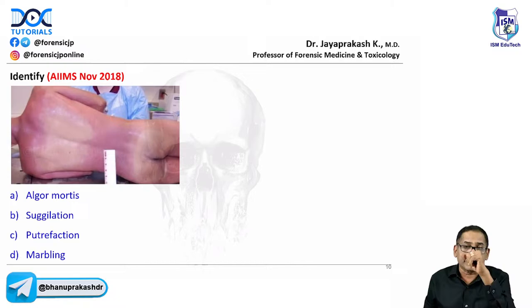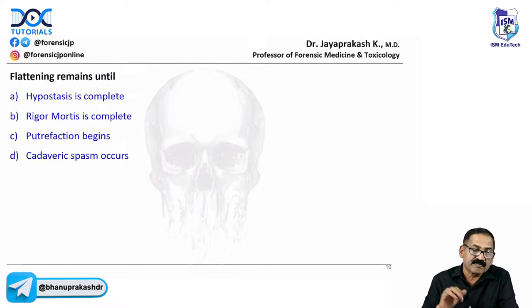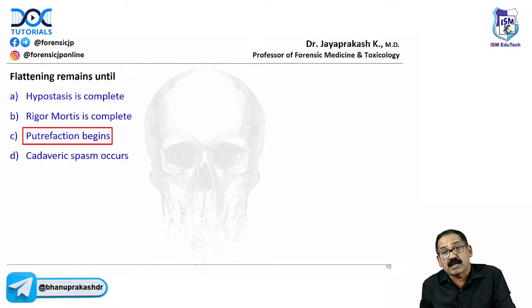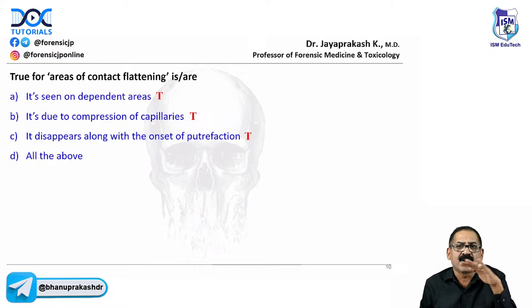Identify, AIIMS 2018, suggillation. Identify, AIIMS May 2019, suggillation. Flattening remains until putrefaction begins. True for areas of contact flattening: it is seen on dependent areas, yes. It is due to compression of the capillaries. Yes. It disappears along with the onset of putrefaction. Yes. All three are true. Okay.